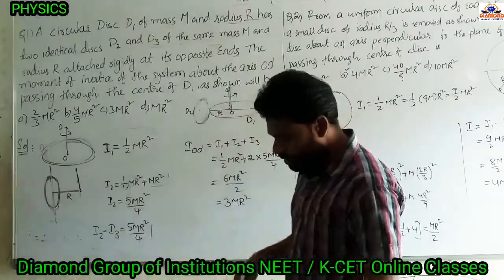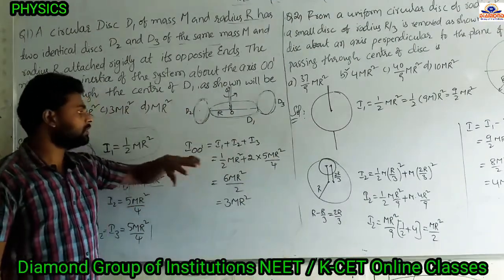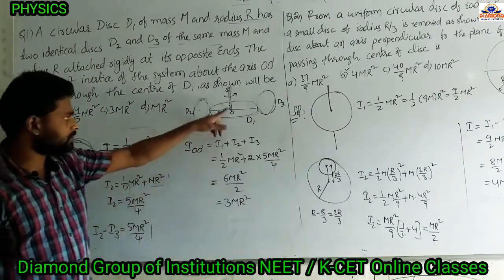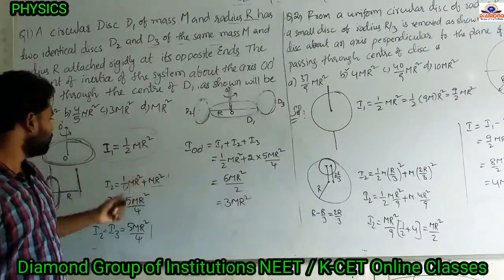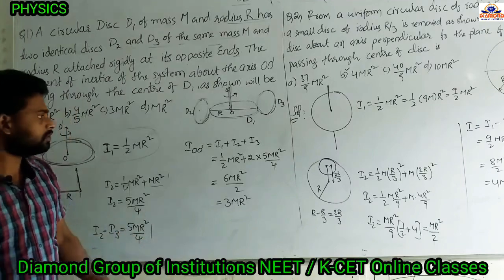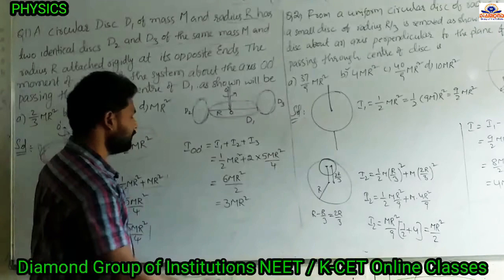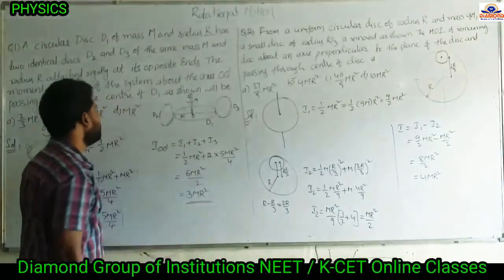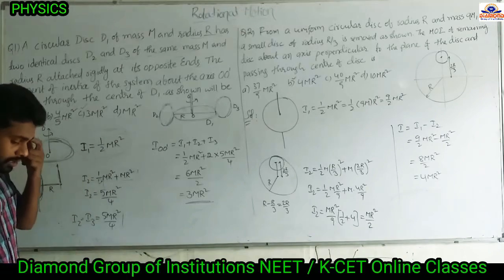The total system's moment of inertia equals I1 plus I2 plus I3. We are finding the moment of inertia with respect to O dash. I1 is half mr square, I2 is 5 mr square by 4, and I3 is also 5 mr square by 4, so I am writing 2 into 5 mr square by 4. On simplification we get the moment of inertia as 3 mr square. Option C is the right answer. In this way you have to solve the problem.